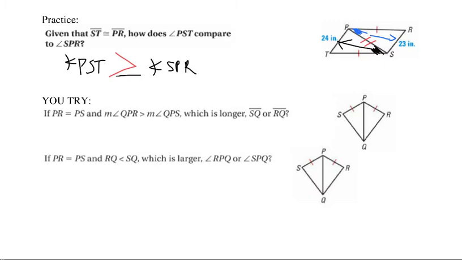Alright, so the same thing happens with our congruent sides in the middle. That's what you should have set up first. Next, if they give you that PR is equal to PS, that part is already drawn in your picture, and they're telling you different things about the angles.